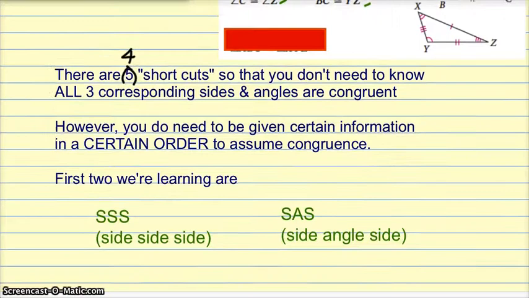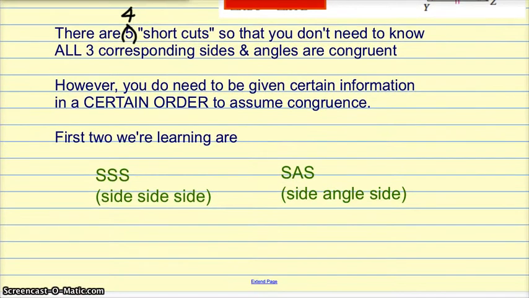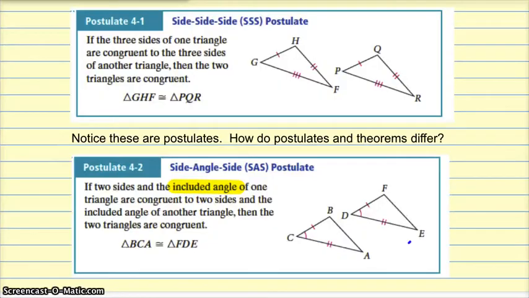The ones that we're going to deal with today are side, side, side, which we constructed in class together, and side, angle, side, that you constructed over the weekend. Side, side, side is a postulate, as is side, angle, side. They're accepted as fact. If 3 sides of one triangle are congruent to 3 sides of another triangle, then the triangles are congruent. We discussed in class that if you were given length GH, HF, and GF, the triangle that you create would have to be identical.